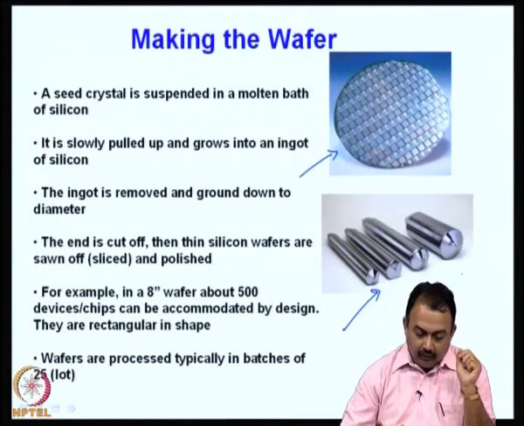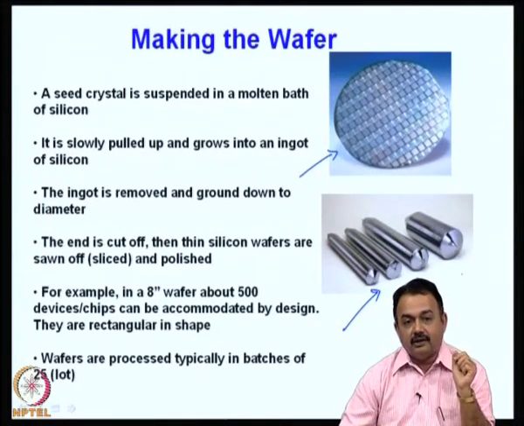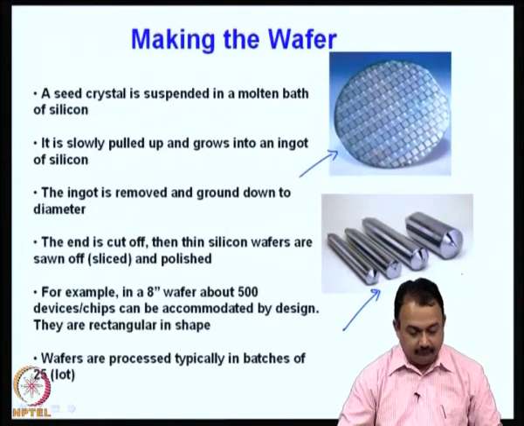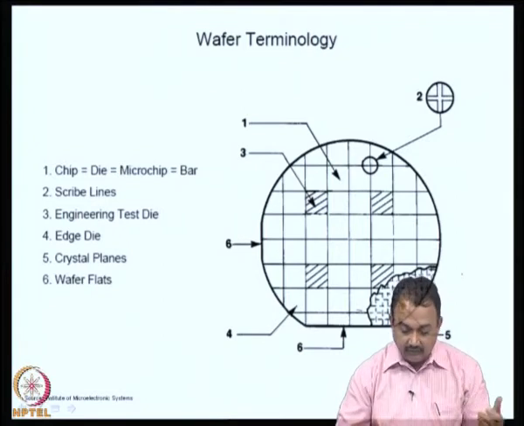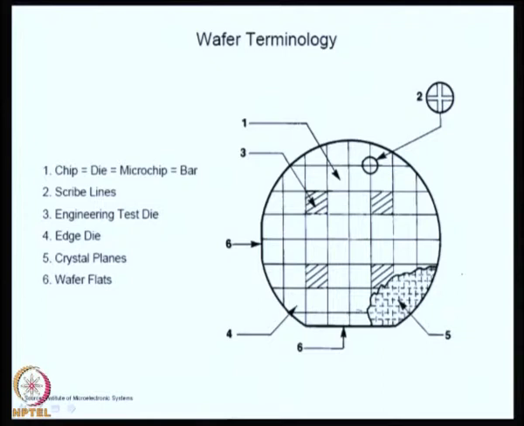The wafers are processed typically in batches of 25, which you call a lot. Wafer terminology: if you look at a wafer like this, which I have shown as an example, some of the sections are marked here. This is known as a chip or a die or a microchip or a bar. Then there are the scribe lines.